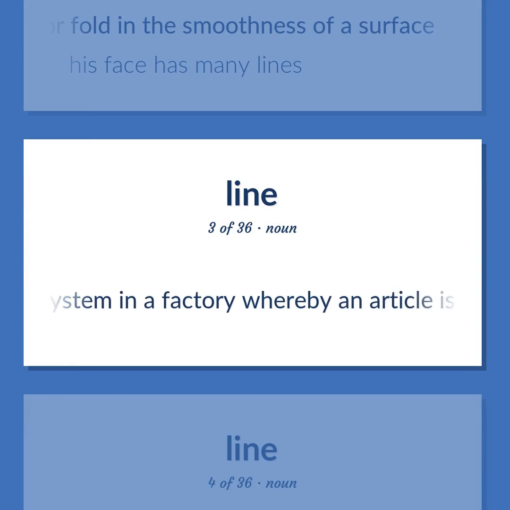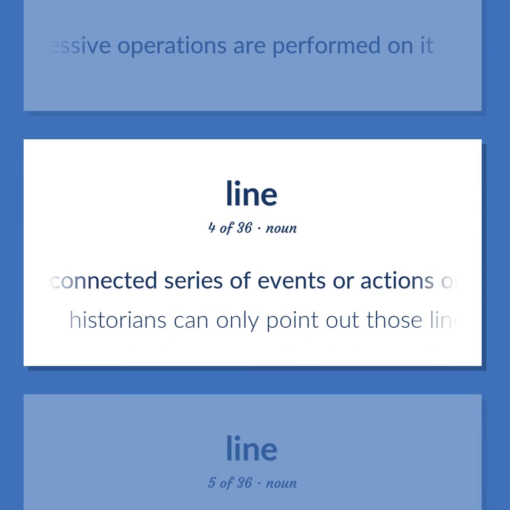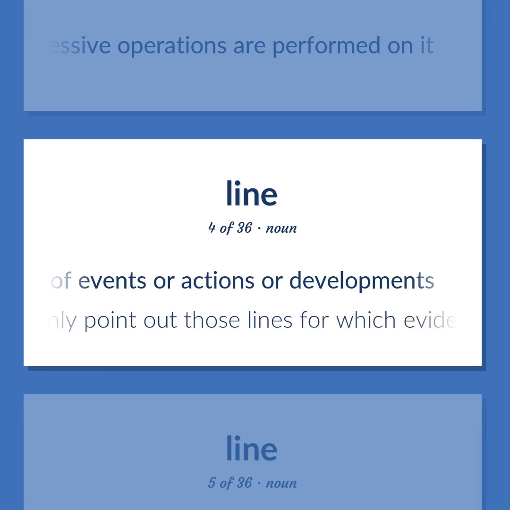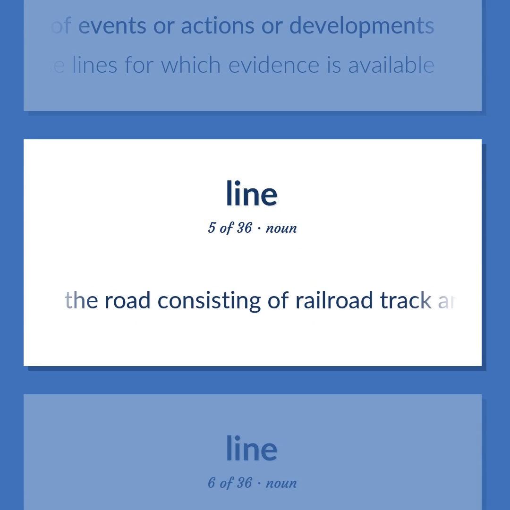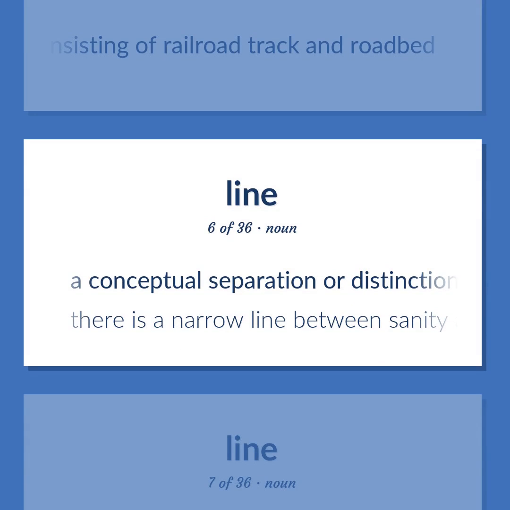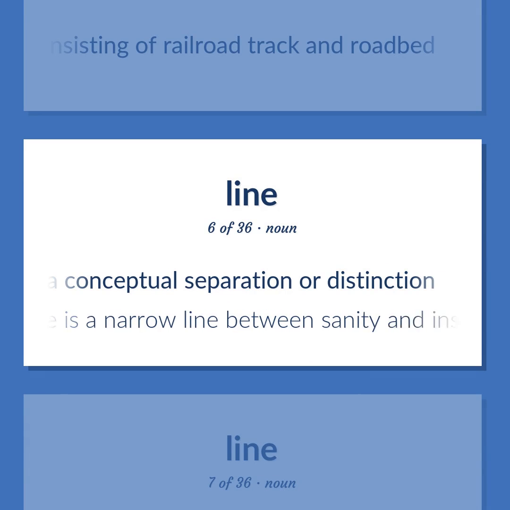Mechanical system in a factory whereby an article is conveyed through sites at which successive operations are performed on it. A connected series of events or actions or developments. Historians can only point out those lines for which evidence is available. The road consisting of railroad track and roadbed. A conceptual separation or distinction. There is a narrow line between sanity and insanity.